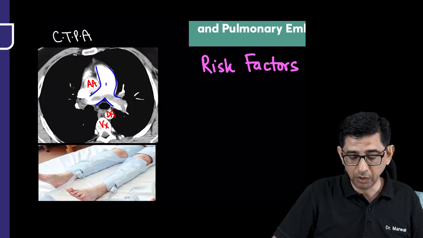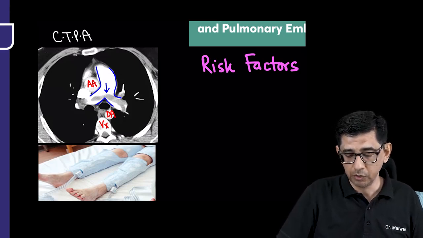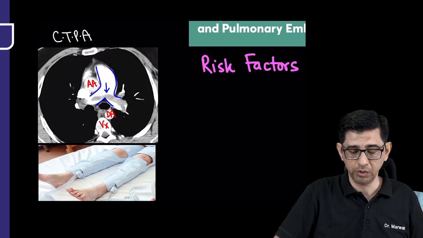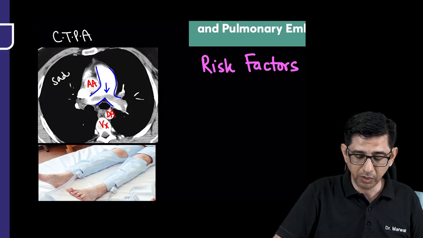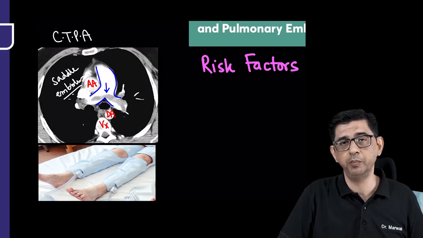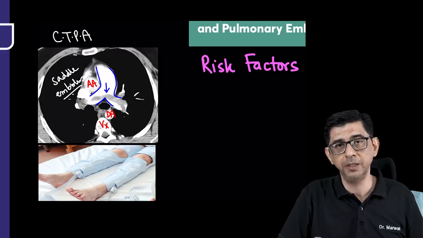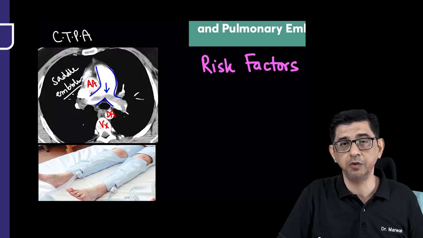And now you can see a huge filling defect of a clot which is occluding the bifurcation of the pulmonary artery. So the current image shows a large saddle embolus sitting at the bifurcation of the pulmonary artery. This will explain the development of sudden onset respiratory distress in this case. This patient might have undergone any major surgery. Post major surgery, because of immobilization, there would be deep vein thrombosis.